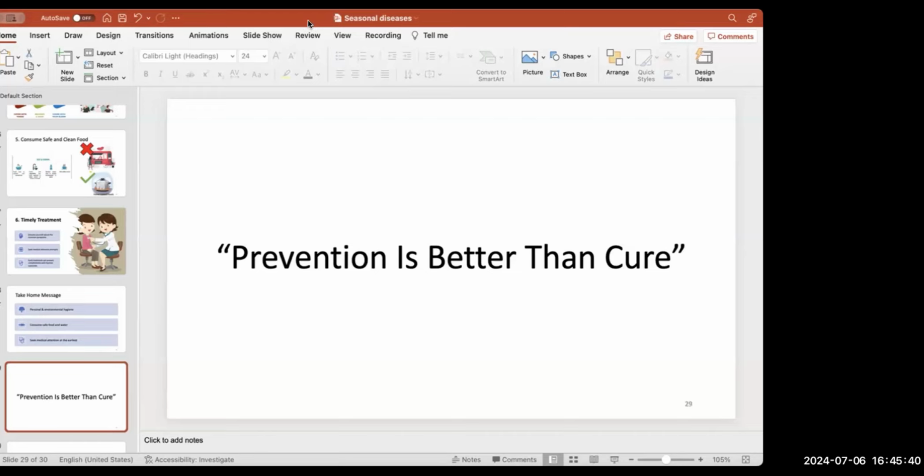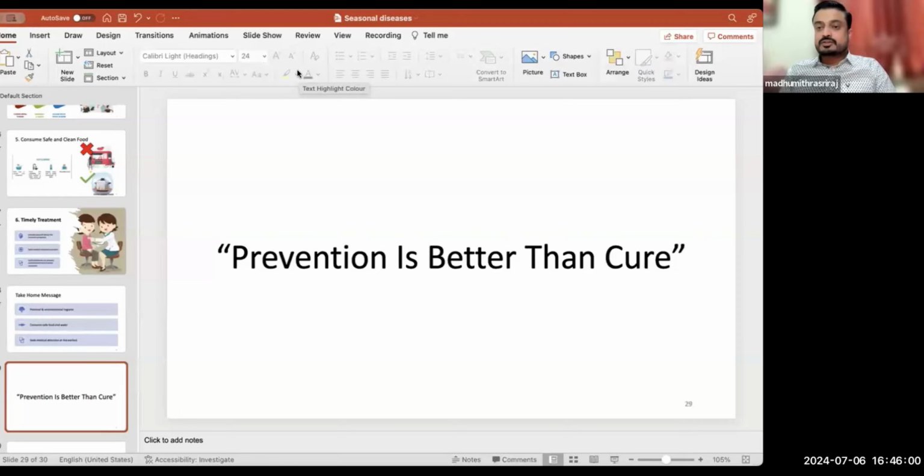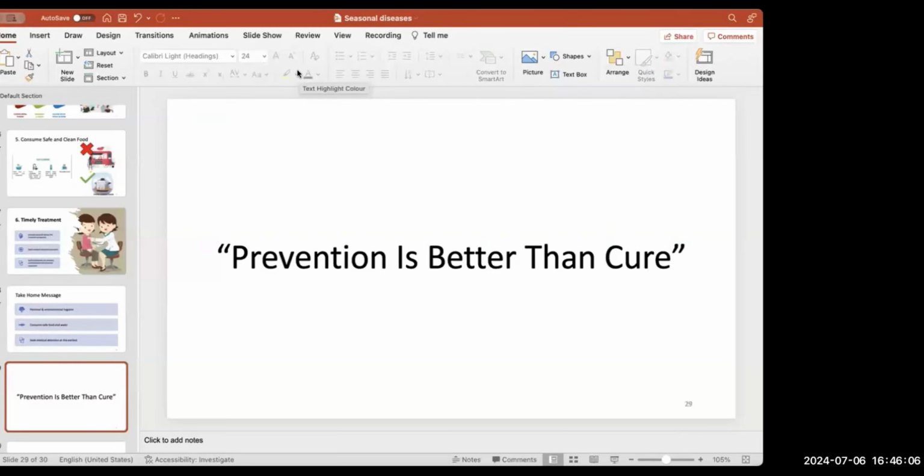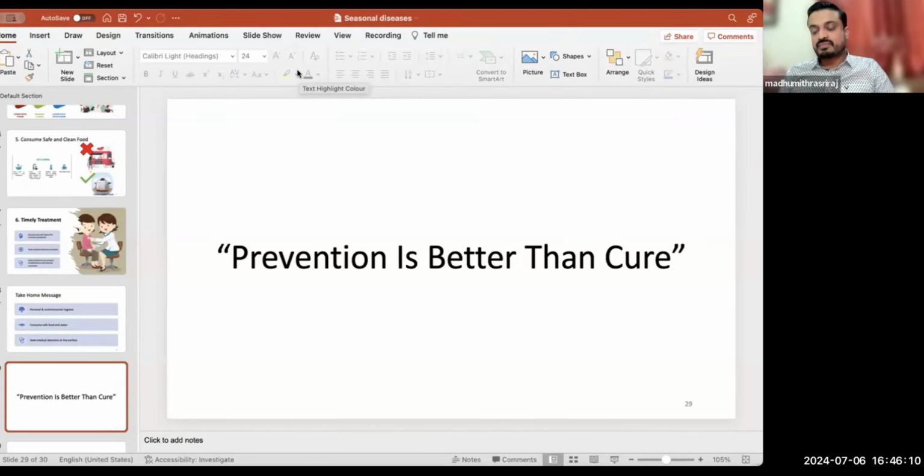Sir, I do have one question. I'm a middle-aged person, but I have symptoms of allergy and I have asthma, for which I'm previously taking medication. Is there any special preventive measure I should take? Okay, so the patient is a known case of asthma and is on treatment, you're saying, right? Yes, right now he's on treatment already.